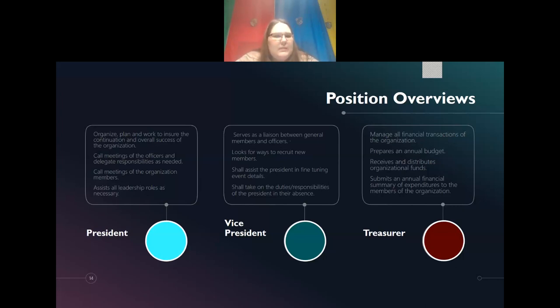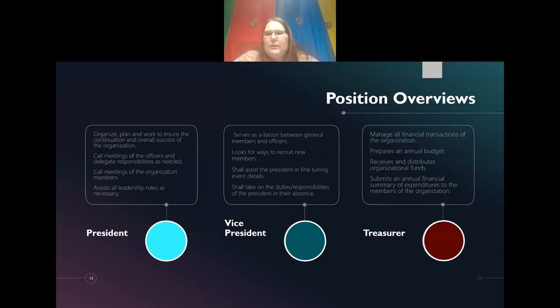Moving into vice president, a lot of times we see them serving as a liaison between general members and officers. They can always be looking for new ways to recruit members. They can assist the president in fine-tuning event details. And they'll take on the duties and responsibilities of the president, of course, if the president has an absence.